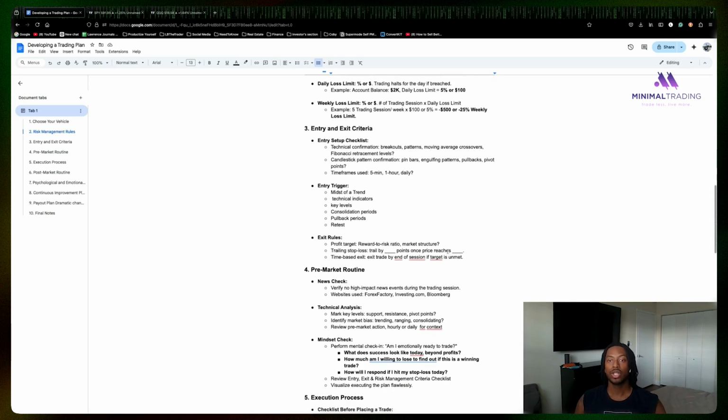Moving on to entry and exit criteria. I'm going to give you a list of options that you can choose to represent your signal of entry. Like, when this signals or when this happens, this is when you enter a trade or exit a trade.